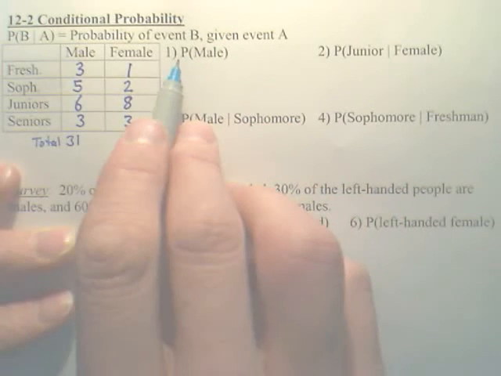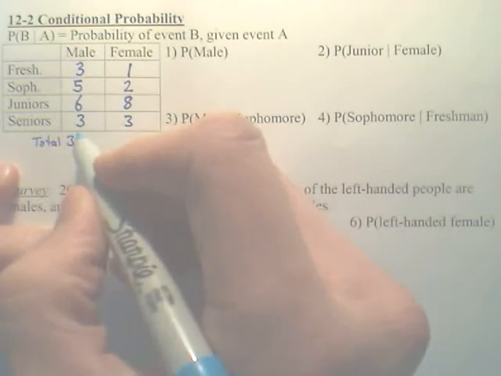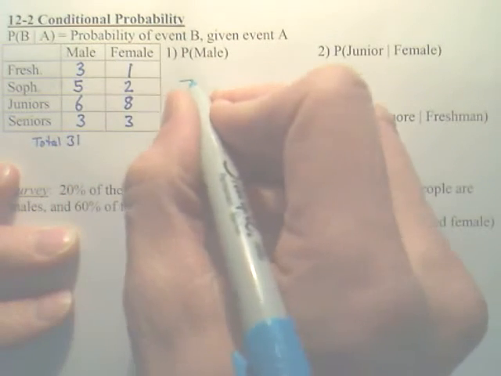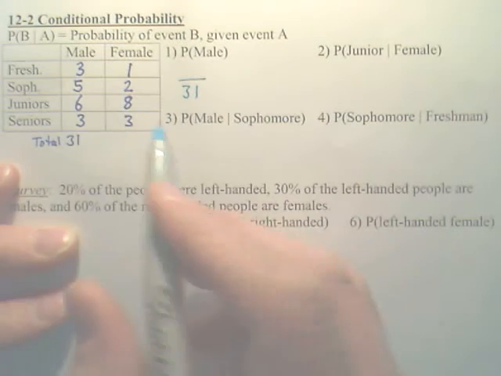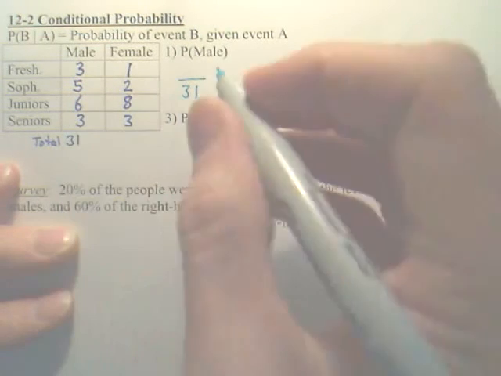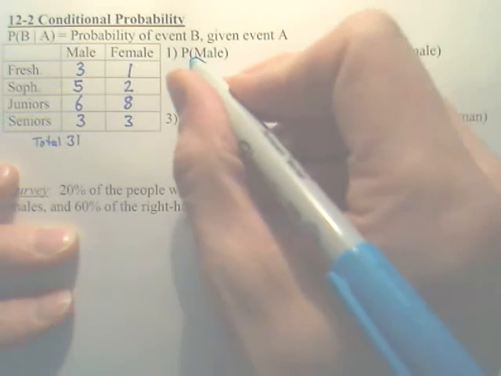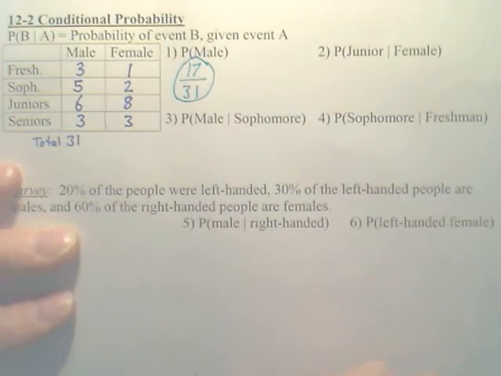The first one's pretty easy. Probability of a male. Well, look right here. There are 31 people. How many of the 31 are males? Just add those up. Looks like 11, 17. We're done. Unless you can reduce it, which I don't think you can because they're both prime. That is the probability of a male.